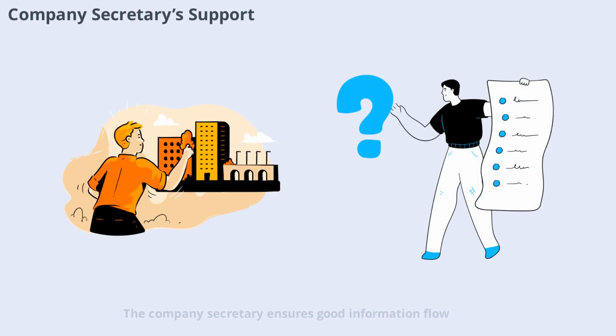The company secretary ensures good information flow within the board and that procedures are followed. They report to the chairman or chief executive and facilitate director induction and development. All directors should have access to the company secretary's advice and services, supporting effective governance and compliance.